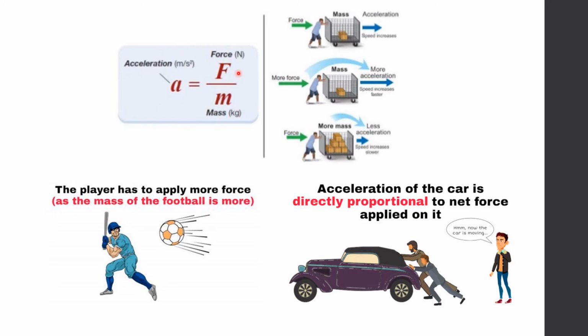And our formula for acceleration is force over mass. The player has to apply more force here para mas mabilis yung ball. Actually, mali yung ball kasi soccer ball to, dapat baseball. Anyway. And then, acceleration of the car is directly proportional to net force applied on it. There.